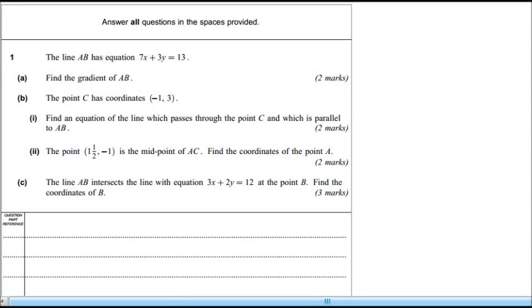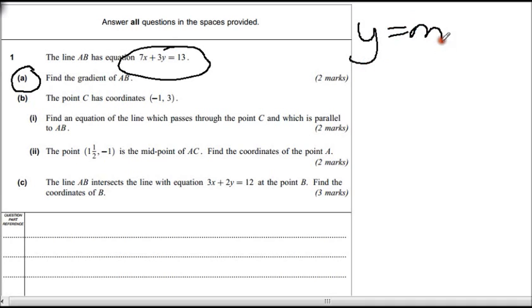The idea of this question here, 1a, is really just to take this equation and rearrange it in such a way that you can determine the gradient, which means putting it into a form y equals mx plus c. There it is. And then m right there, that's going to be what your gradient is.